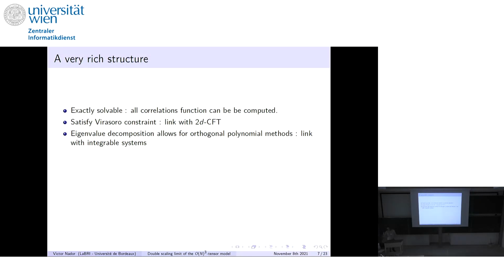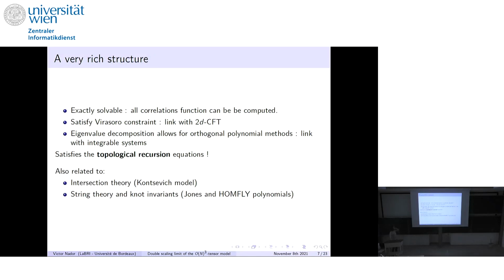And all these three properties are hints that the matrix model can be studied using a more general framework, which is the framework of topological recursion. It's a framework that has initially been introduced to study matrix models, and now it has grown and extended to a lot of other structures, like spectral curves and this kind of thing.